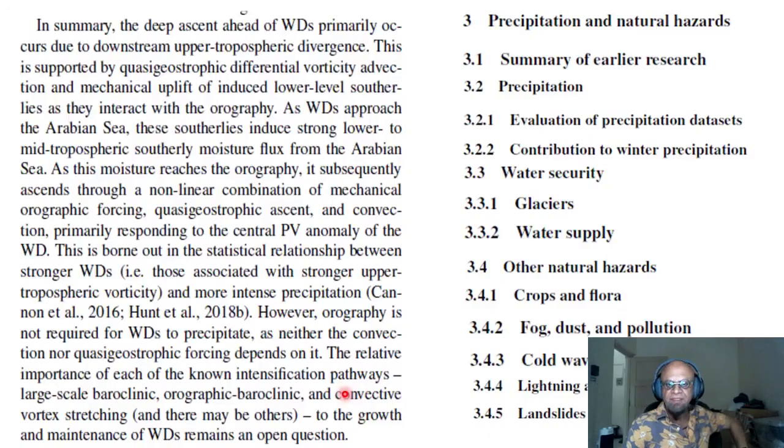Okay, so section 3 I'm going to show very briefly, but it's a very detailed review of precipitation and natural hazards. Okay, so there is summary of earlier research. As usual, precipitation is looked at with evaluation of precipitation data sets, contribution to winter precipitation, water security issues associated with WDs, glaciers. Of course, when you have a snowfall over the mountains, then you obviously have to look at glaciers as well.